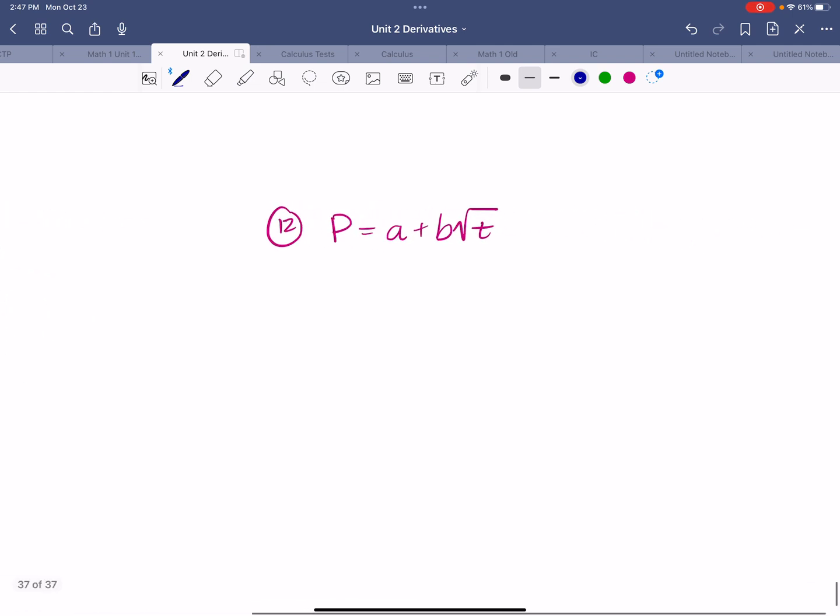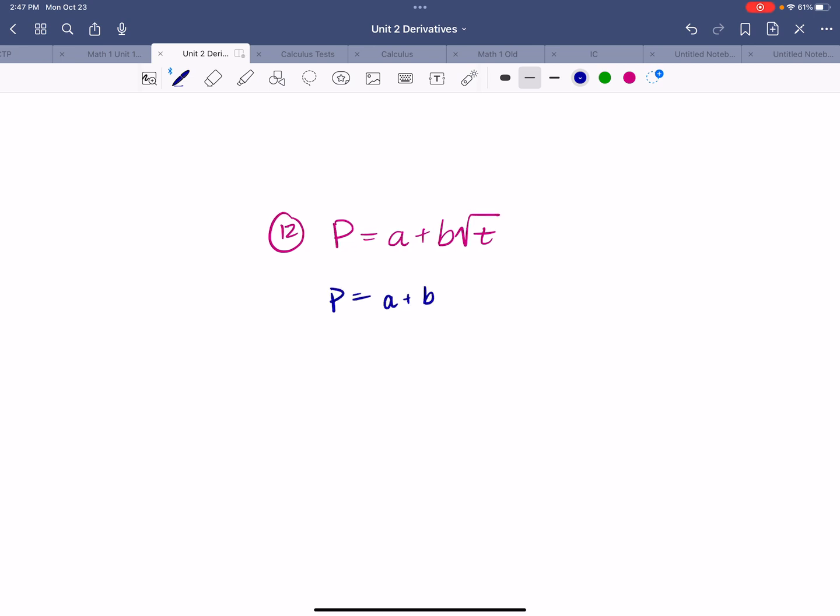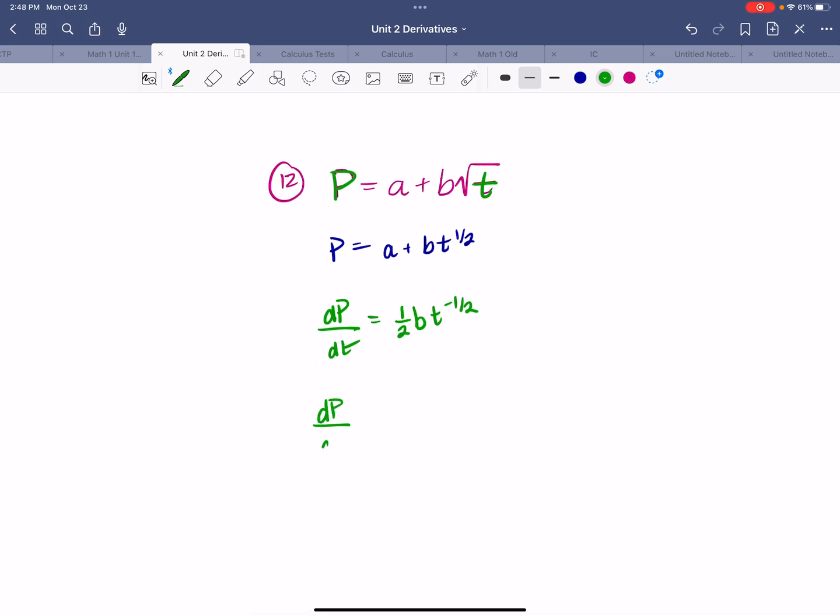Next one, p. I might rewrite p as a plus b t to the 1/2. Remember, a and b are constants. So when I go and take the derivative of p with respect to t, p and t are my variables here, a and b are my constants. The derivative of a constant is just going to be 0. And the derivative of b times t to the 1/2 is going to be 1/2 b t to the negative 1/2. To make that power not be negative, I'm going to go ahead and drop that down into the denominator.